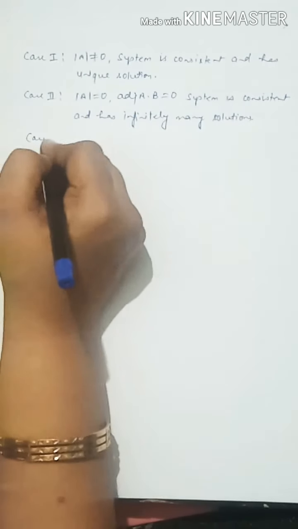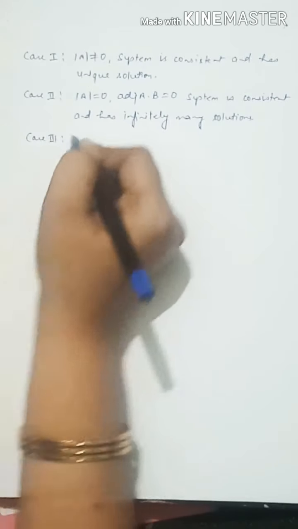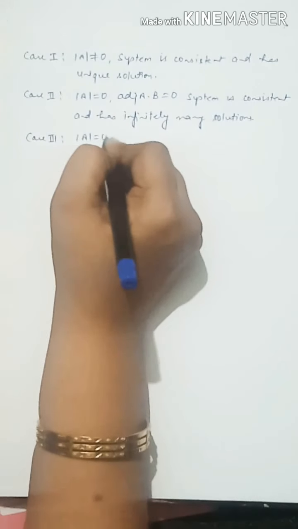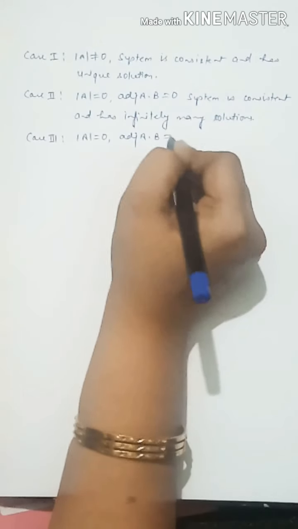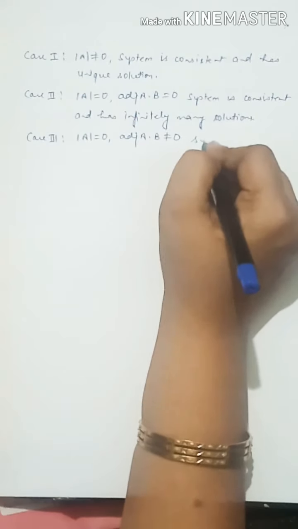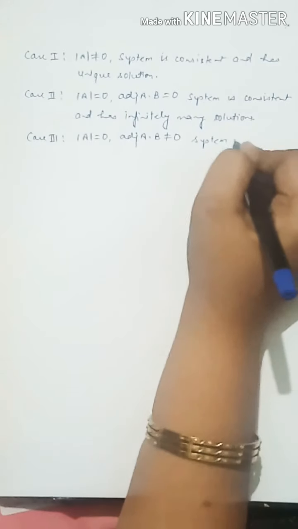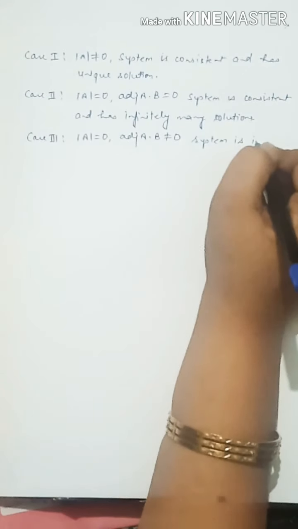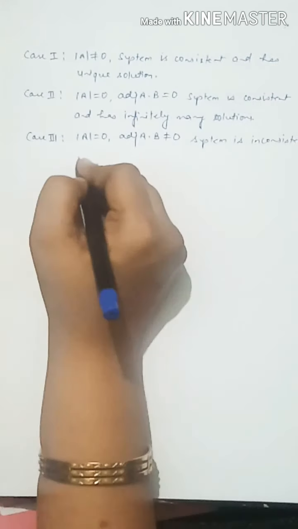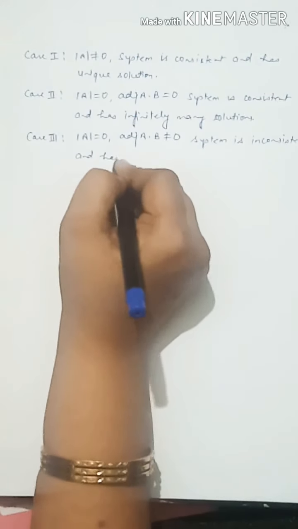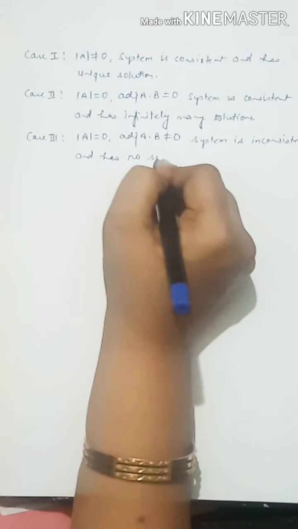And in case 3, when determinant A is 0 but adjoint A into B is non-zero. In this case, system is inconsistent and has no solution.